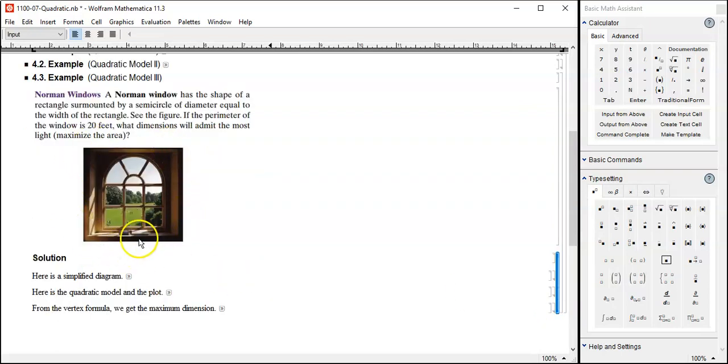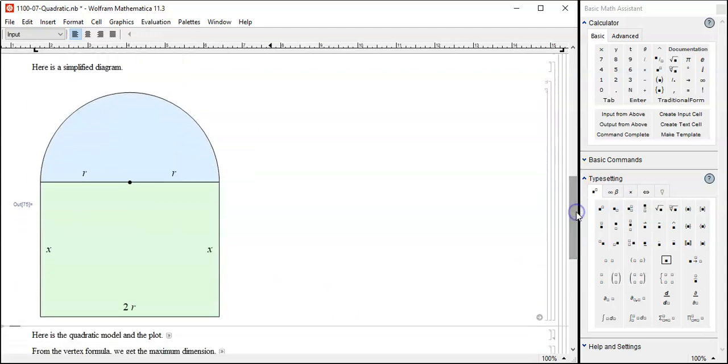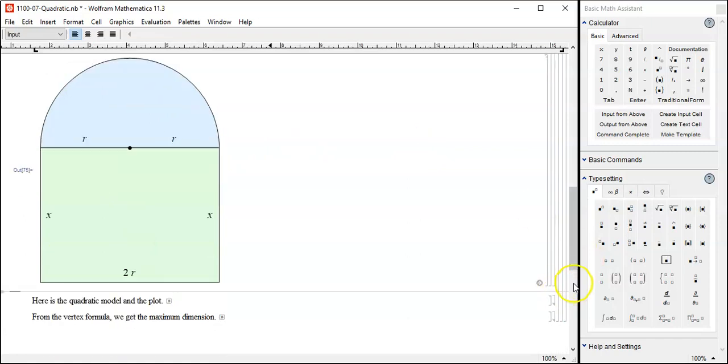Let's see. This picture has too much information. Looks pretty in 3D, but too much information. So let's make it simpler with this kind of planar figure. Okay, x is the height, and r is the radius of this top circular part. Then the width is 2r, or the diameter. So the area is the rectangle here, x times 2r, and then the area of the half circle here, half of pi r squared.